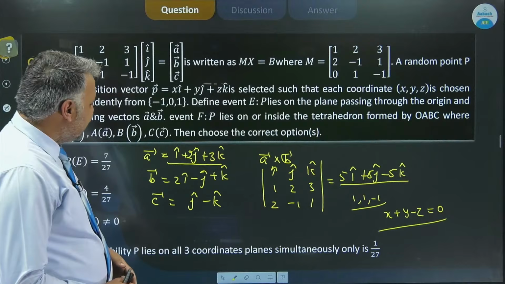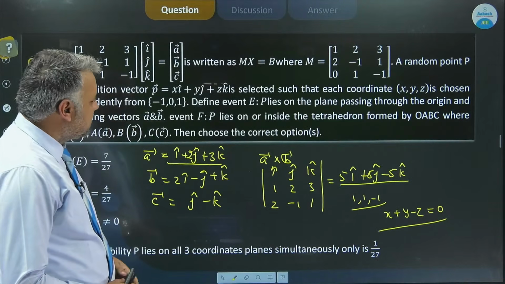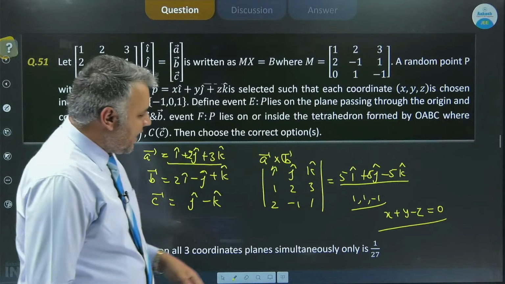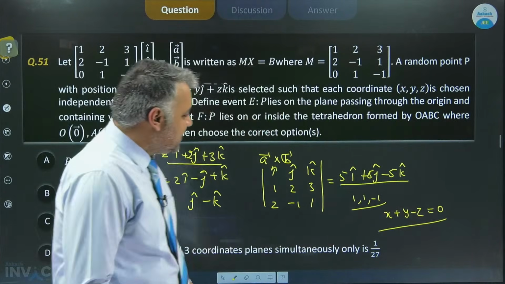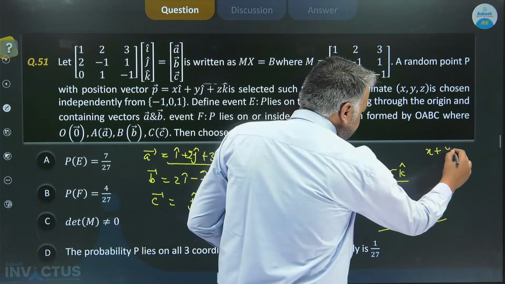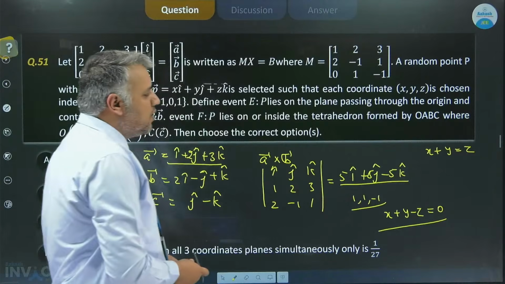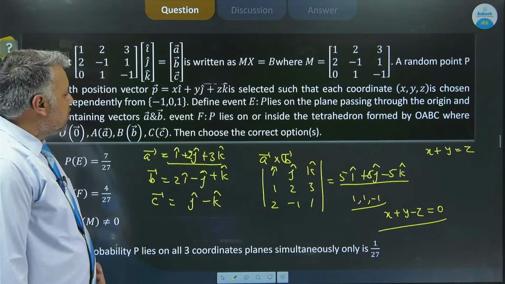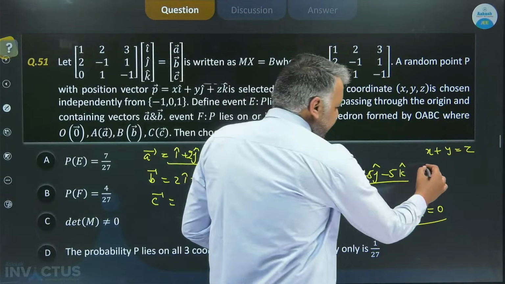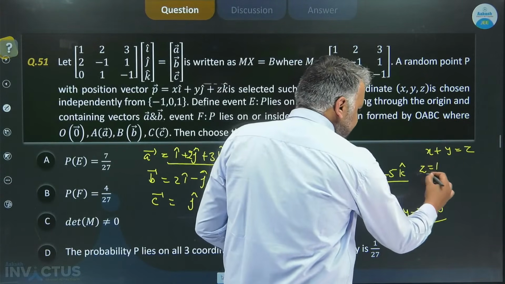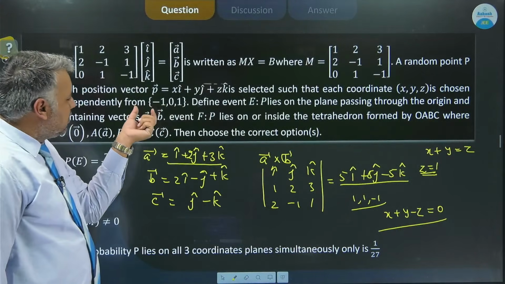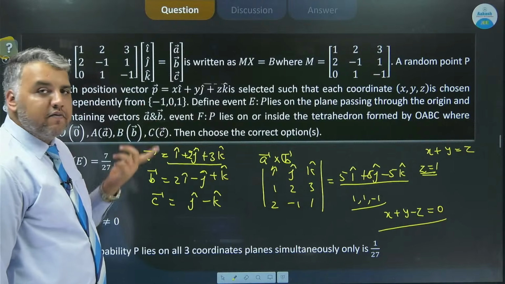So all the possibilities, total possibilities, will be 3 power 3, 27 possibilities. Now calculate the favorable possibilities that x plus y is equal to z. That means the sum of 2 must be equal to the third. So if z is equal to 1, z can take 3 possibilities. If z is equal to 1, then the sum of the other 2 must be equal to 1. So one must be 0, and one must be 1.